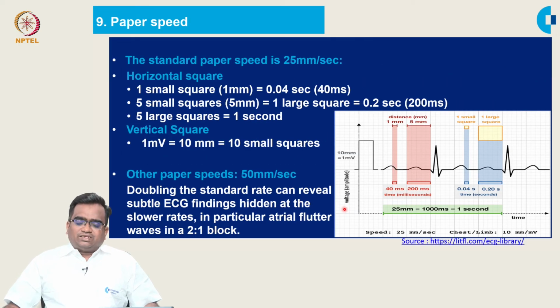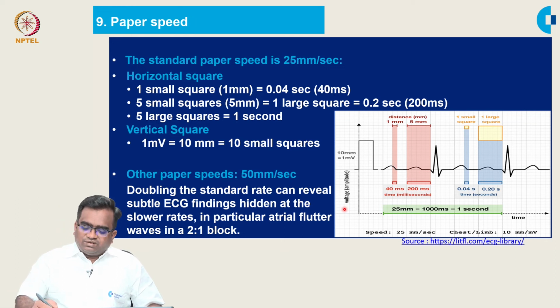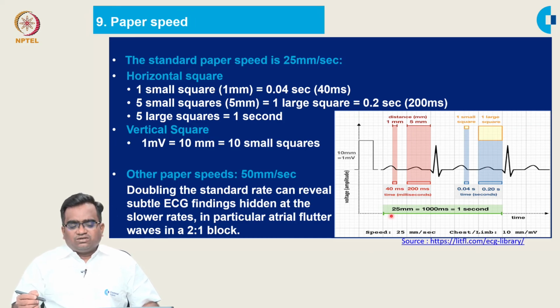After connecting all the leads, we have to adjust the paper speed. The normal standard paper speed of an ECG machine is 25 mm per second. The ECG paper runs between voltage versus time. On the x-axis it is time duration, on the y-axis amplitude or voltage. If you see the ECG paper, I can see small squares with thin lines and a large square with thick lines. So one small square in a horizontal plane is equal to 1 mm.